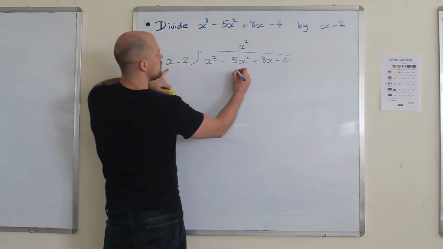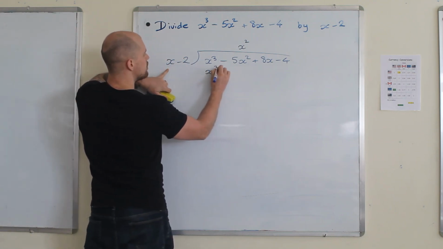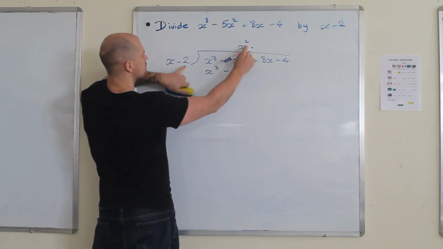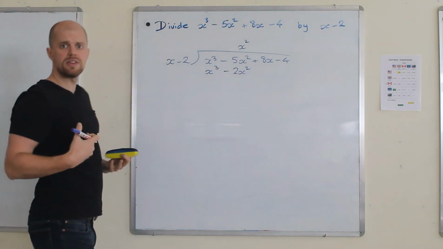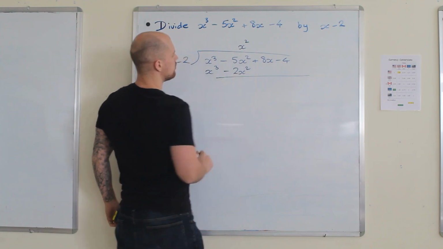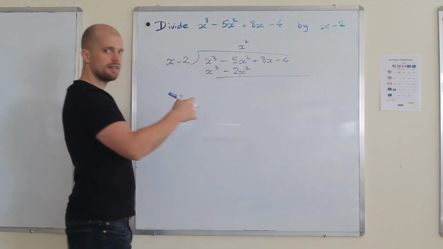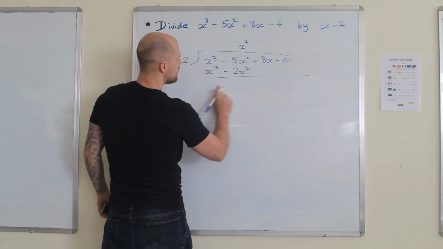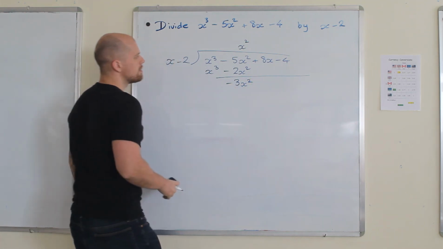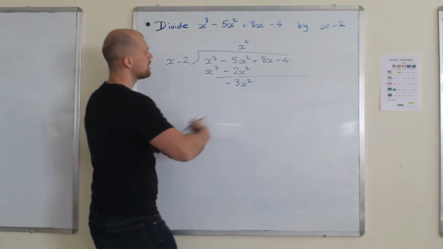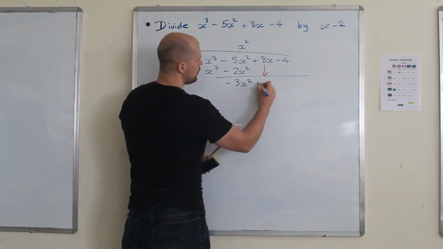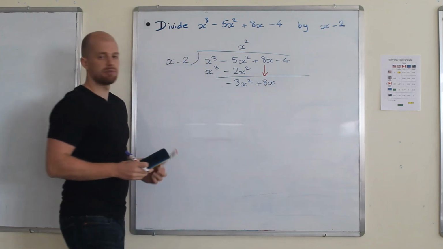x squared times x minus 2 is x cubed. You should see those cancel out. And then we have minus 2x squared. That's this times this. And just like with normal division, what you want to do is subtract. So I'm going to take this and subtract this off. Minus 5, take away negative 2 is minus 3. So I'm left with minus 3x squared. And now I'm just going to bring the 8x down. I can bring the 4 down as well if I want to, but it's not necessarily that useful. We won't use it until the next term, plus 8x.